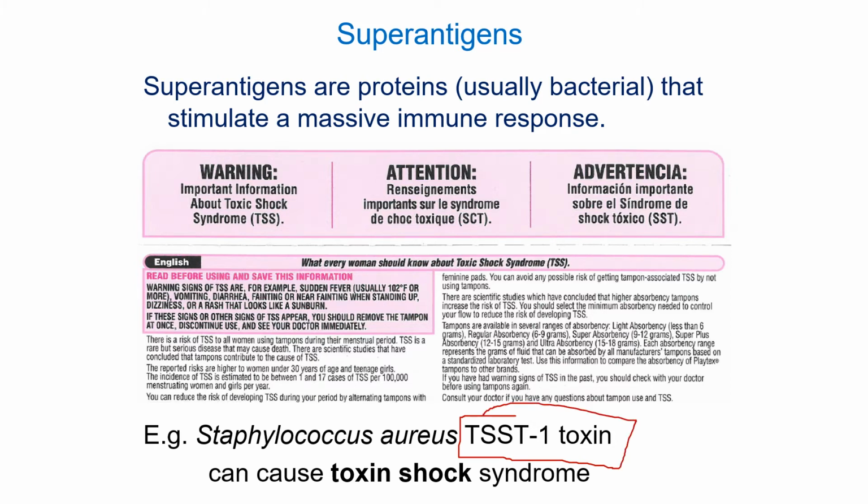TSS-1 toxin. This is something that can be produced by Staphylococcus, and anybody can be affected by this toxin, and the toxin can cause toxic shock syndrome. So just getting Staphylococcus in your blood can lead to toxic shock syndrome, which really is the immune system overreacting to this toxin. So we're looking at things like fever, alterations in blood pressure, and in some severe cases, it can be fatal.